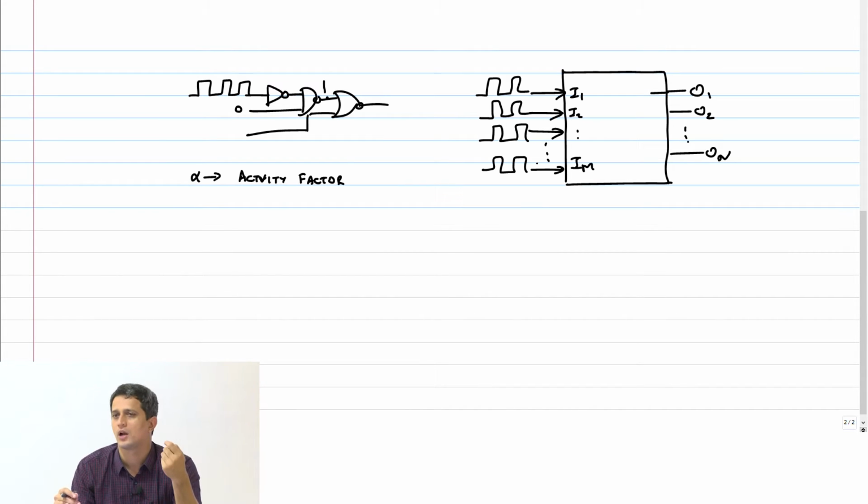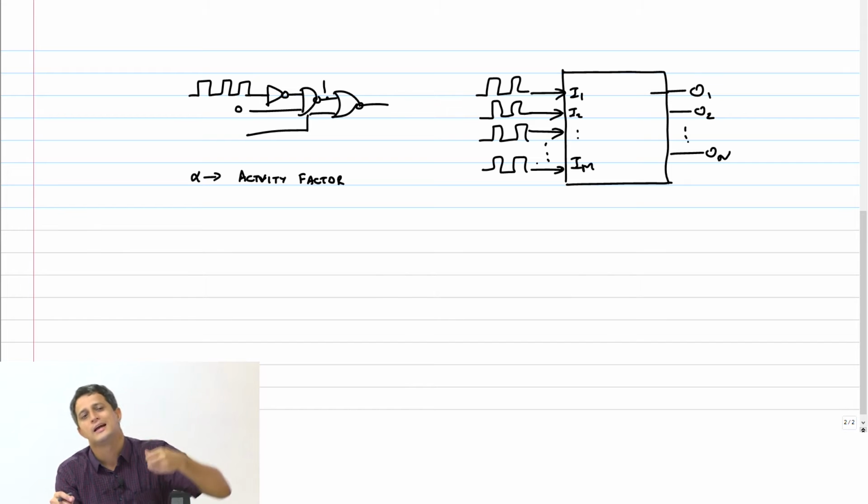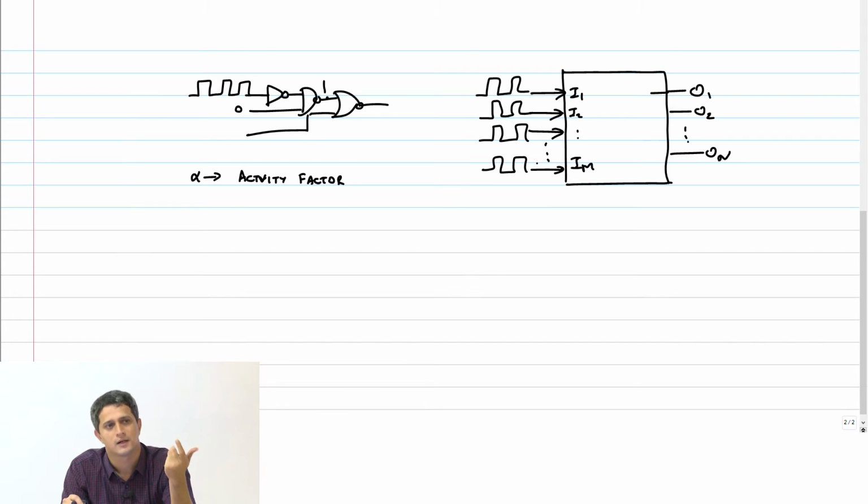You just have to run a probabilistic simulation, feed random input combinations and allow random transitions to happen and just count the number of times that this node has actually switched. Okay, that gives you the probability of that node switching. So question is, why can't I do it for all possible combinations of the inputs?